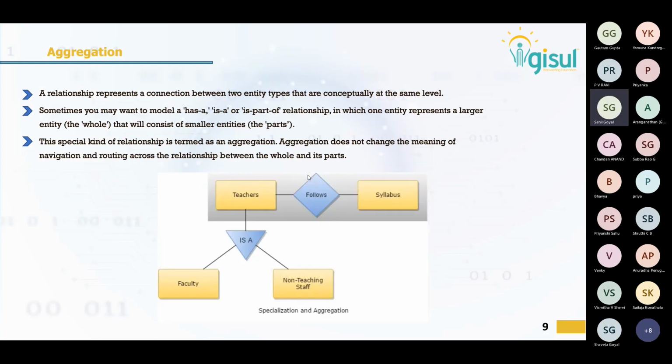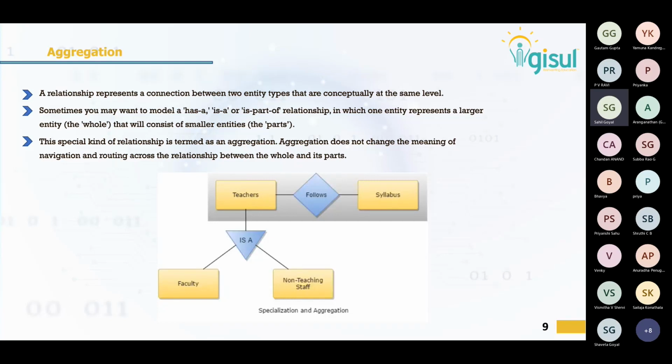All right, then the next concept we have is aggregation. A relationship represents a connection between two entities that are conceptually at the same level. Sometimes you want to model the has-a or is-a-part-of relationship in which one entity represents a larger entity, the whole, and that will consist of smaller entities, the parts. This special kind of relationship is termed an aggregation. Aggregation does not change the meaning of navigating and routing across the relationship between the whole and its parts.